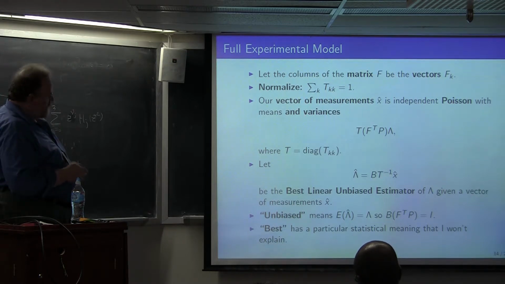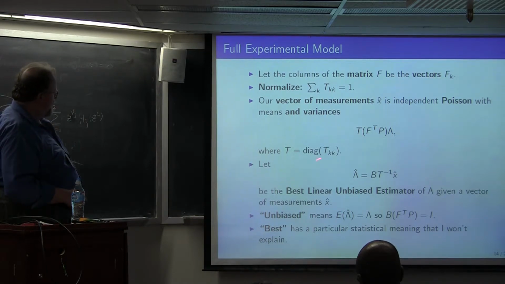So here's a little bit. Let the columns of the matrix F be the vectors F_k. We normalize this as a diagonal matrix, so the diagonal trace is 1. The vector of measurements x hat is independent Poisson. So you take the rates, you mix them, you apply the filters, and then you measure for a certain length of time. P is this diagonal. Each entry of x hat is Poisson with some certain rate, some certain mean, because we're measuring Poisson counts.